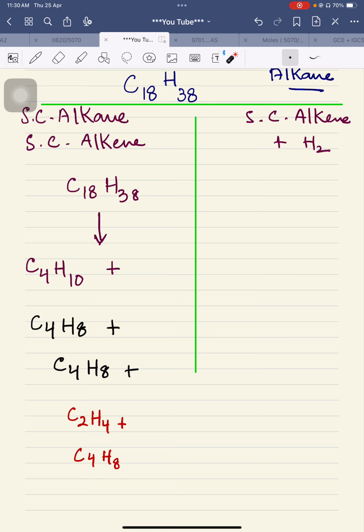What about the hydrogen now? 10 plus 8 plus 8 plus 8. 8 times 3 is 24. 24 plus 10 is 34. 34 plus 4 is 38. We have made the carbon and hydrogen equal to our reactants. This was an alkane, which I am highlighting, and the remaining are alkenes of different formulas. Three of them are similar, one is separate. We can make one C3 as well, the other C5 as well. These types of combinations are possible as long as the examiner is not asking for a specific compound.